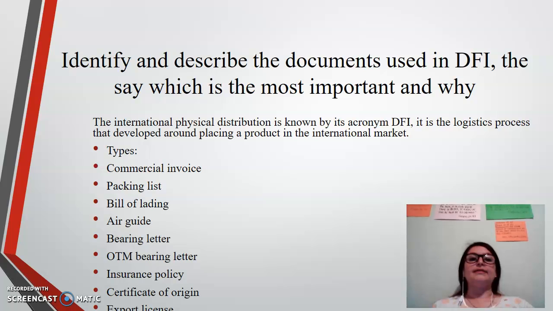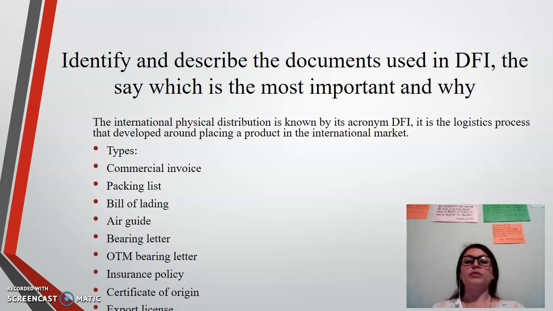Identify and describe the documents used in the DFI, and state which is the most important and which is the weakest. The international distribution cycle, DFI, is the holistic process that develops around the placement of the product in the international market.